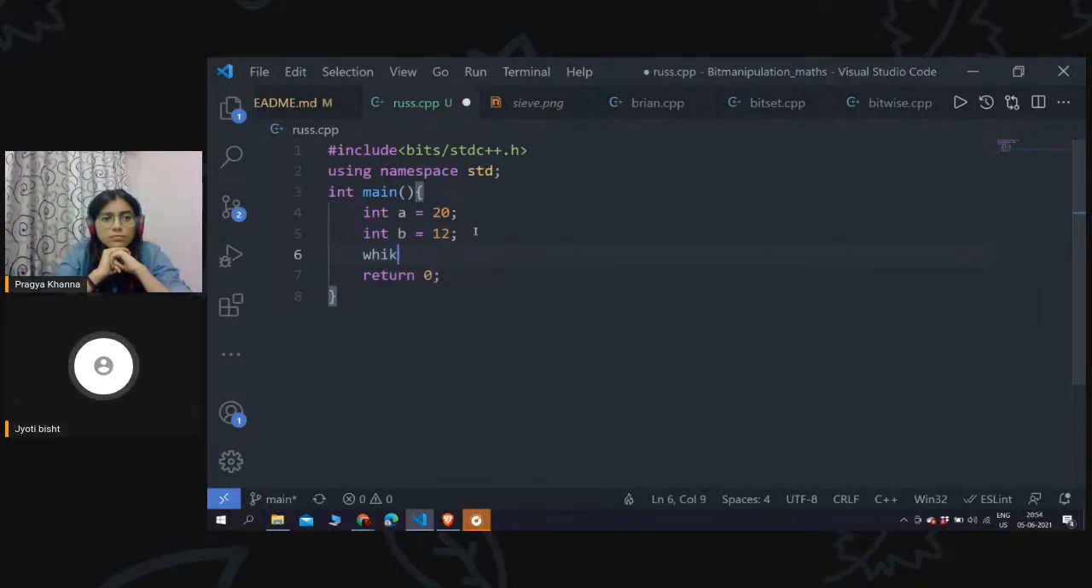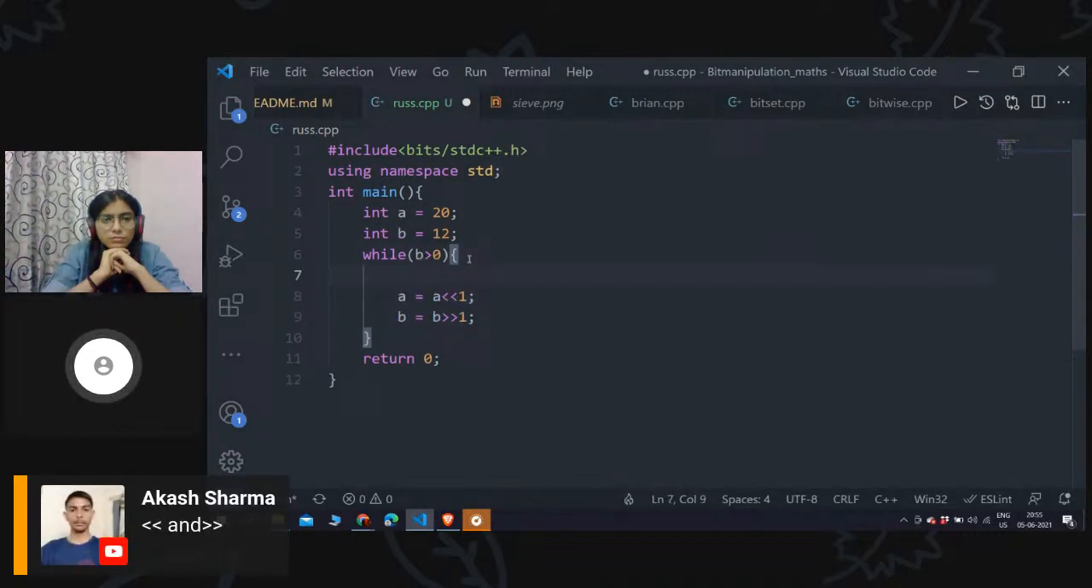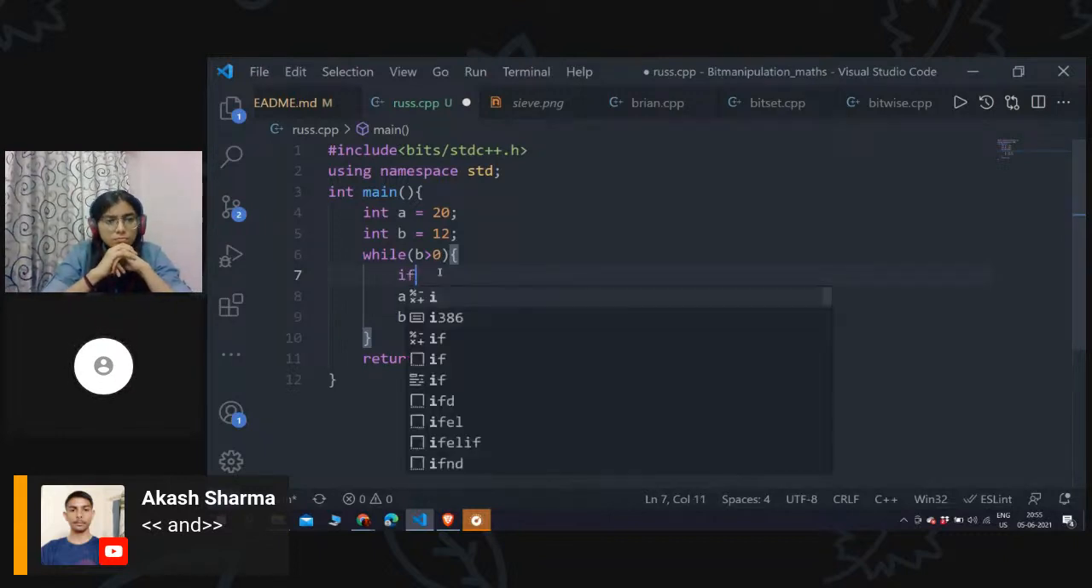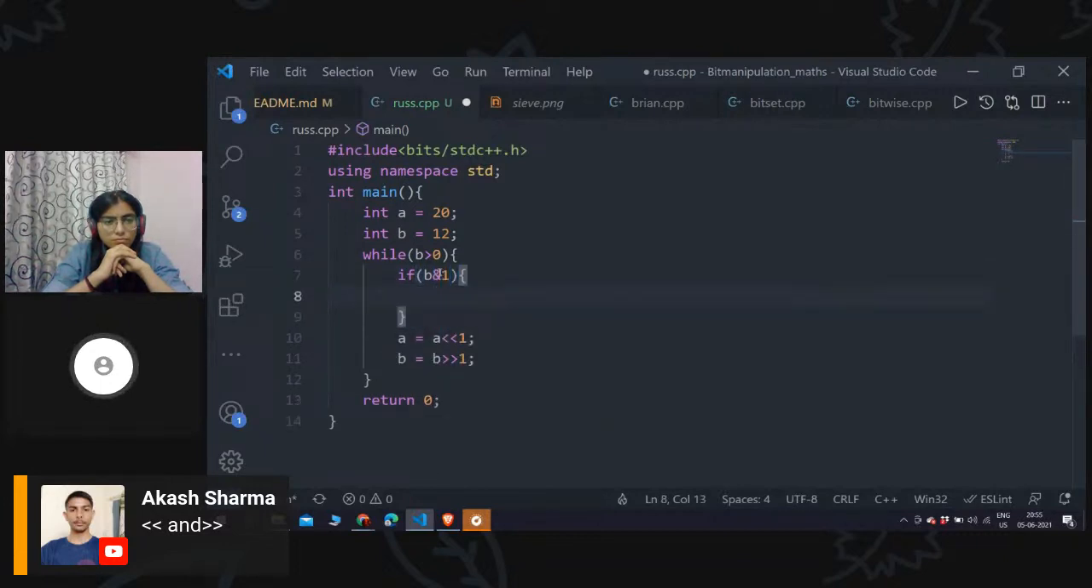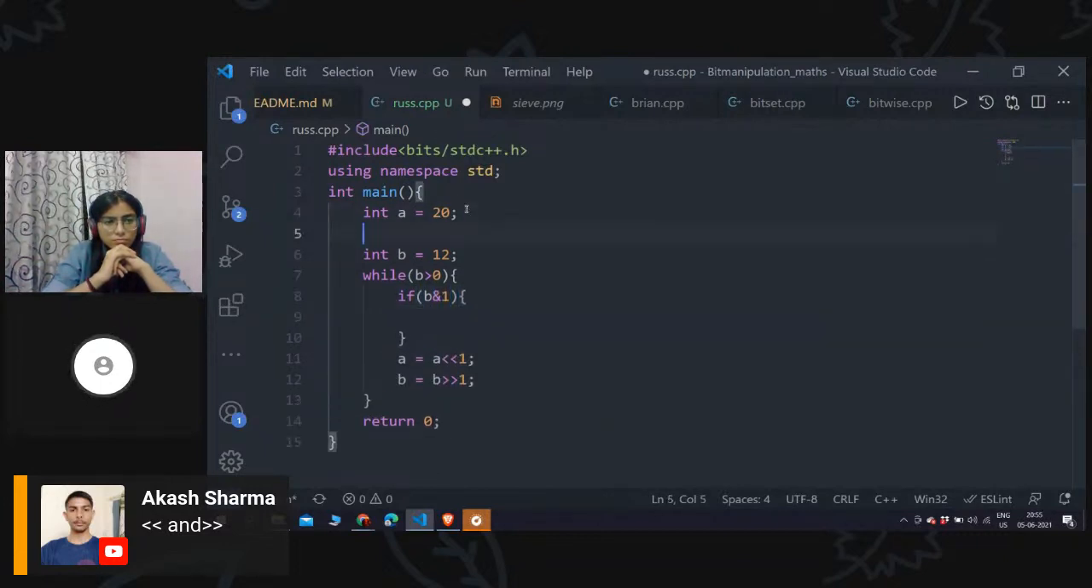I told you B जब तक 0 से बड़ा है तब तक चलाओ उसको. And you have to multiply A by 2 and divide B by 2. Okay. Now there is one more thing that you need to keep in mind. What if the number is odd? What if B को तो divide करना है 2 से, लेकिन odd में decimal आ जाएगा. So if B and 1, this is just a way to check अगर B odd है, ठीक है?